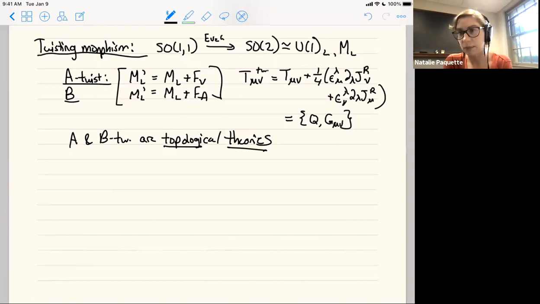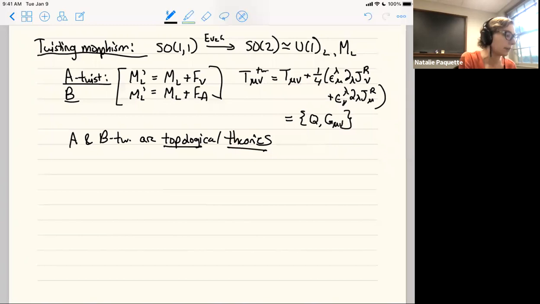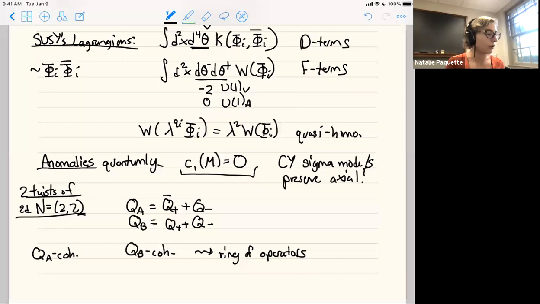In particular, you can think of a half twist of these 2D theories, where instead of doing a full Q_A twist, I twist by just one of them, Q-bar plus, and things will be richer and more interesting there. I'm not going to get topological dependence. Does that answer your question?